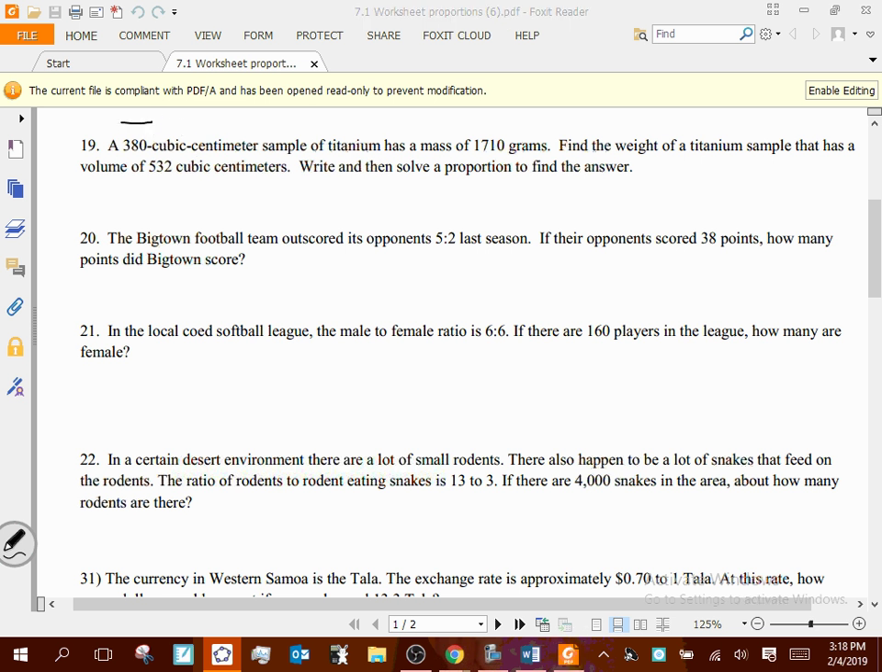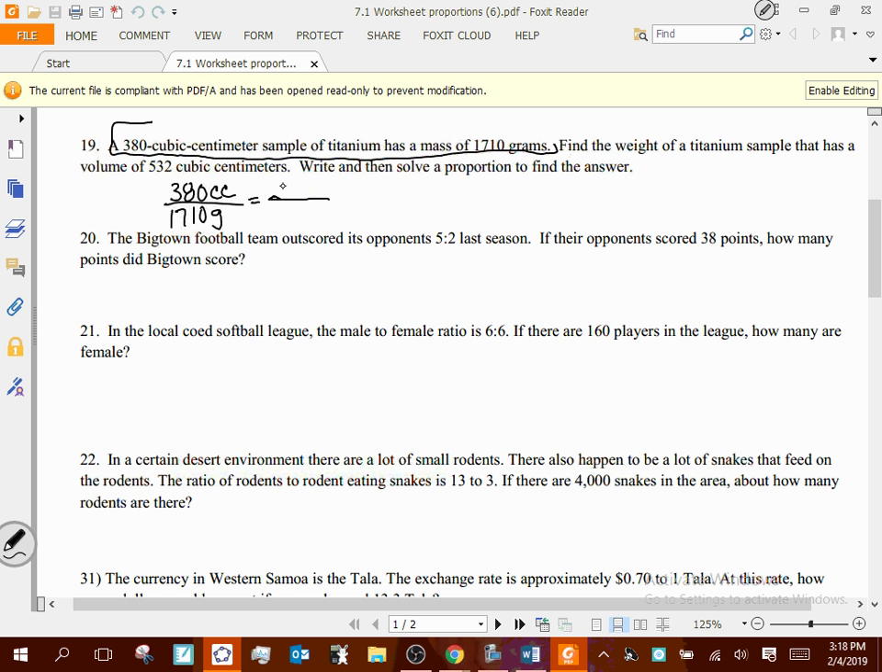Basically what we're seeing here is that this gives me a ratio. For every 380 cubic centimeters, all right, that's cc's, I am going to have a mass of 1,710 grams. They then want to know, because I'm using the exact same substance, the exact same titanium, it should have the same ratio of 1 cubic centimeter per however many grams.